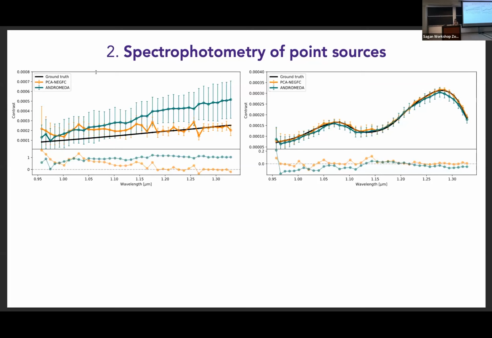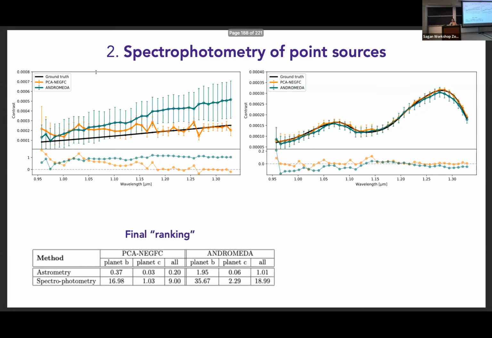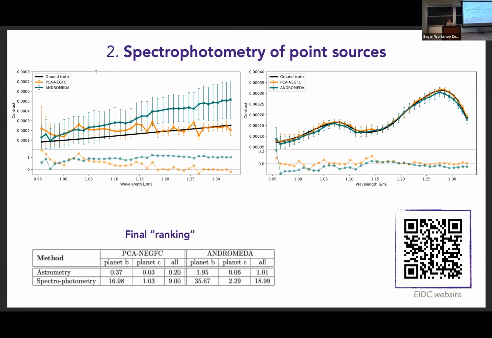And that's the same thing for the spectrum. Yeah, Andromeda is a bit awkward here at longer wavelengths, but here both of them match really well. And so your extraction is quite consistent. Okay. And you have the ranking, so everything is on the website.